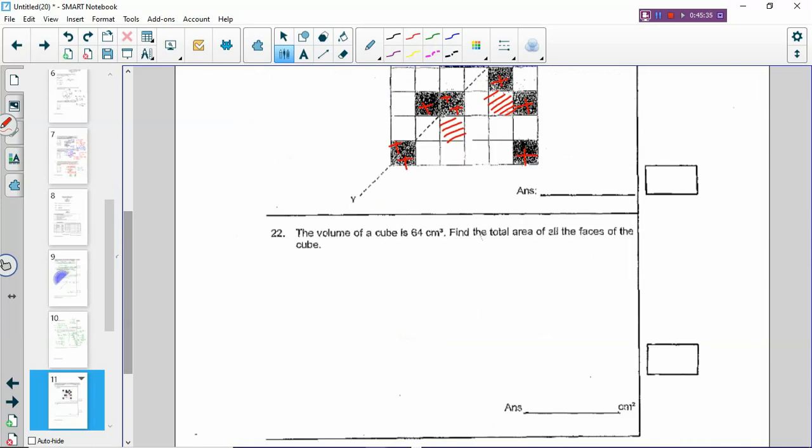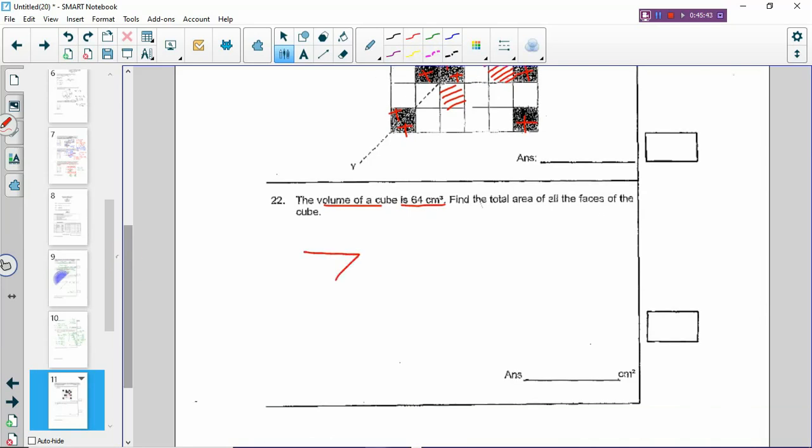Okay, now question 22. The volume of a cube is 64 cm cube. So immediately, when you see this statement, right, a cube, what is a cube? So you must understand what is a cube. A cube is like a dice. All the faces are square faces and all the sides are equal. So volume is 64 cm cube.